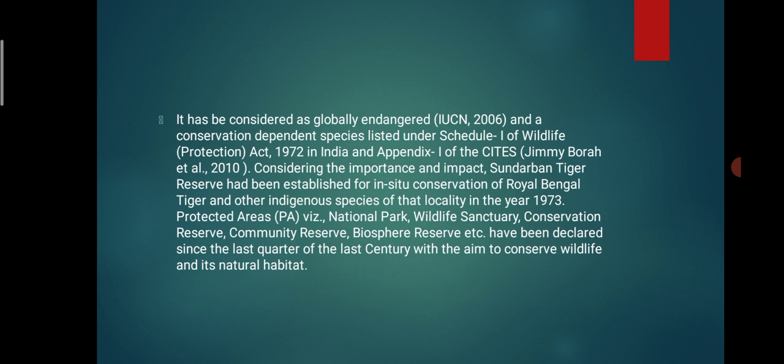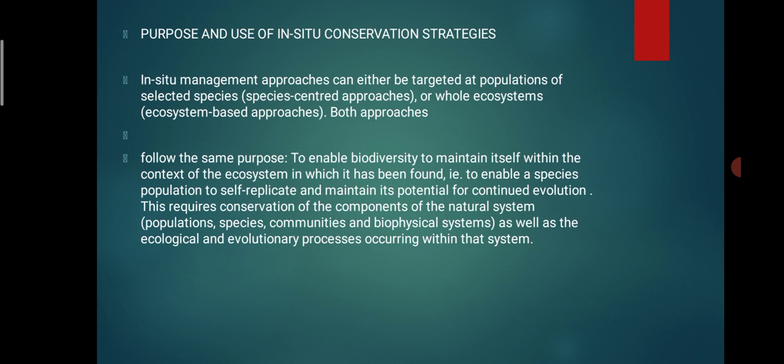It has been considered globally endangered, and the conservation depends on the species listed in the schedules of the Wildlife Act 1972 of India and Appendix I of CITES. Considering the importance, the Sundarban Tiger Reserve has been established for in situ conservation. Royal Bengal tigers and other indigenous species are preserved in their natural climate, and that is considered in situ conservation.